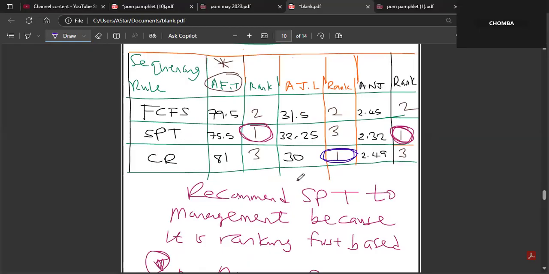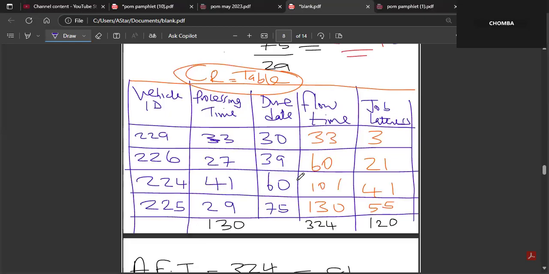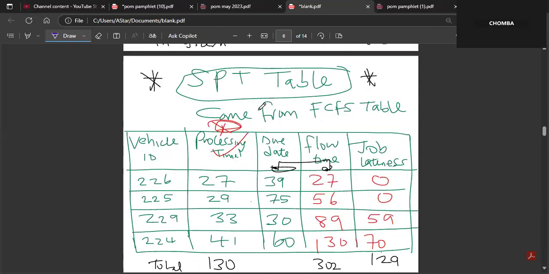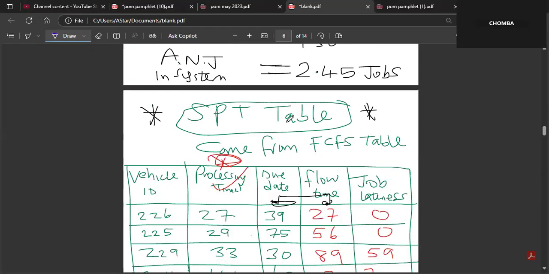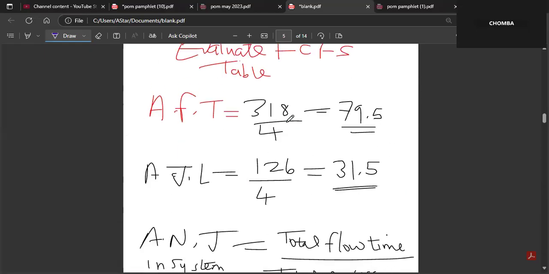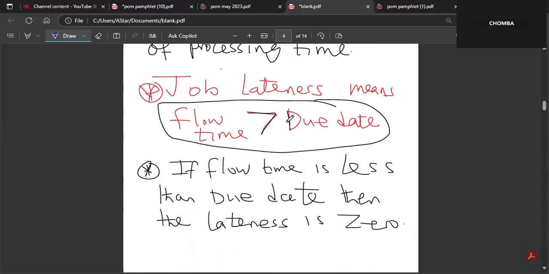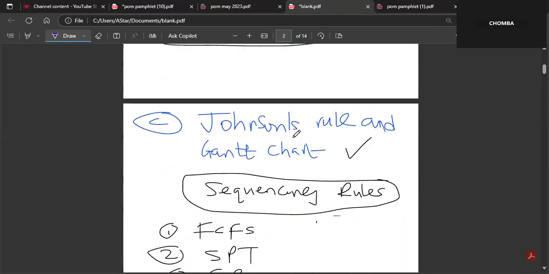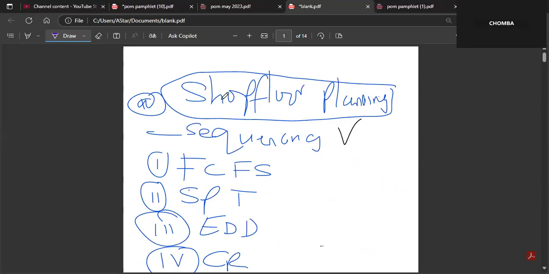Okay, so this is the procedure. Regardless of the sequencing rule, we have 5 columns: the ID for the job, processing time, the due date, flow time, and job lateness. Even for SPT, we have 5 columns. For first come first serve, don't tamper with the table, just start solving it the way it is. Then these other sequencing rules come from the first come first serve sequencing rule. Is that clear?